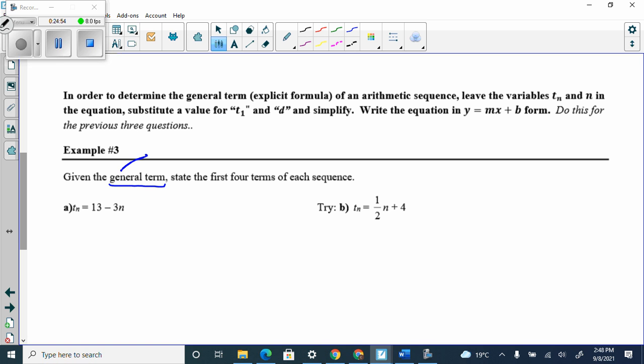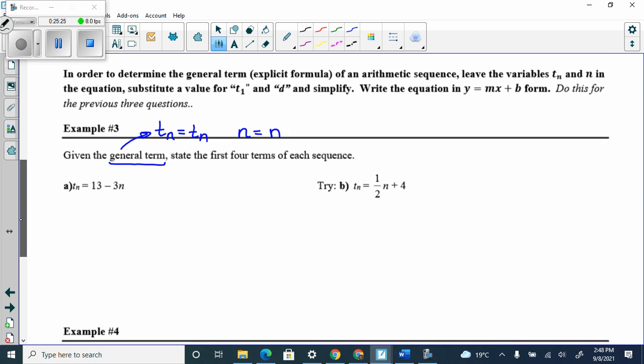So if you ever see general term, it means that Tn will always stay Tn and your n will always stay n. Those you will not fill in. So T1 you could fill in, and D you can fill in, but Tn you'll always write Tn, and n you'll always write n for the general term, because you're not going to fill those ones in. Okay? Does that make sense? Don't fill in Tn, just leave it as Tn. Don't fill in n, leave it as n.